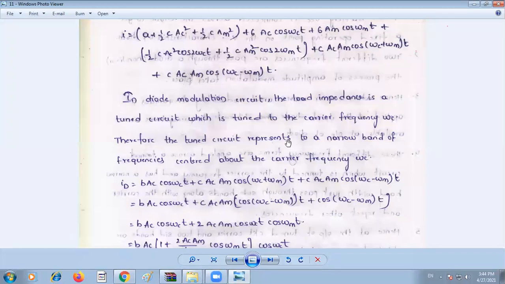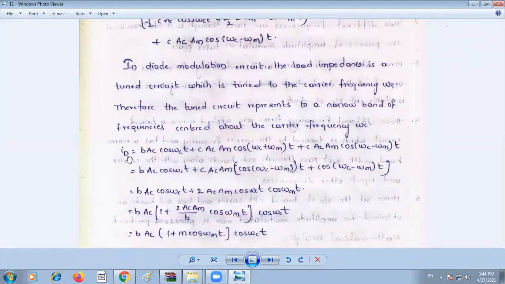In the diode modulation circuit, the load impedance is a tuned circuit which is tuned to the carrier frequency, that is omega c. Therefore, the tuned circuit represents a narrow band of frequencies centered around the carrier frequency omega c.